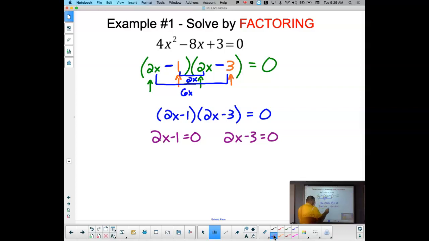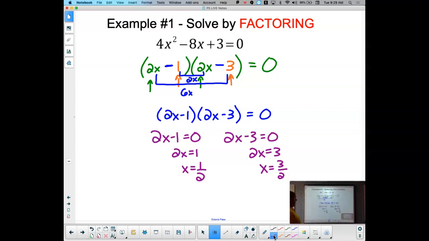And then I can solve those equations. And so I can add 1 to both sides, gets me 2x equals 1. Divide by 2, x equals 1/2. Add 3 to both sides, 2x equals 3. Divide by 2, x equals 3/2. Okay?